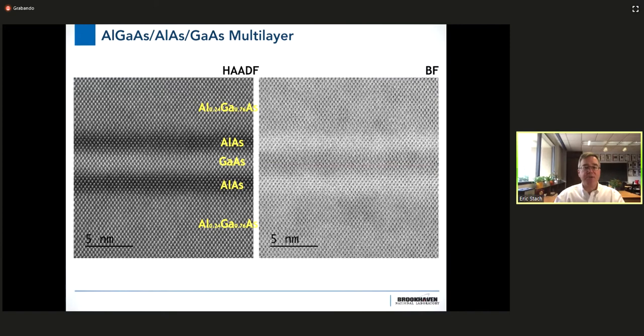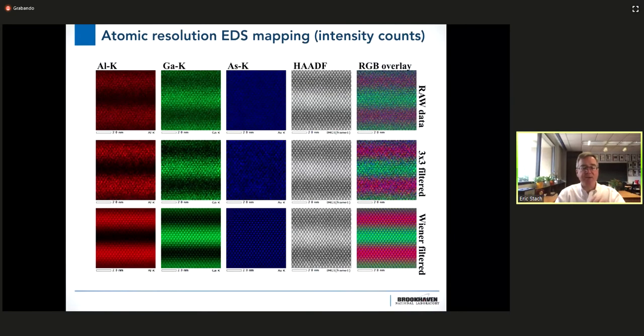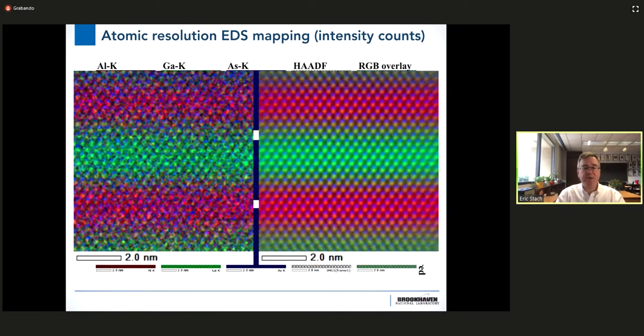But you can also detect the X-rays that are coming off and see aluminum, gallium, arsenide all present. And again, do a nice overlay of that at the atomic scale. It helps to filter it a little bit to get rid of the noise. But again, a nice overlay of the high angle annular dark field image and the intensities coming from the aluminum, gallium, and arsenic, showing that you can really do atomic resolution chemical characterization using the fluorescent X-rays, using energy dispersive X-ray spectroscopy. So that's neat.